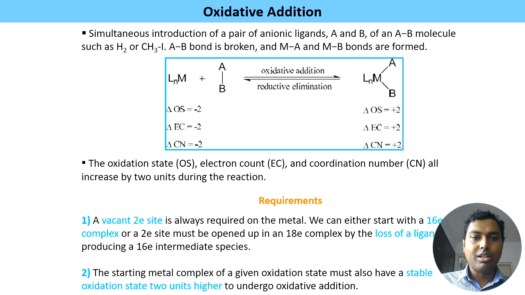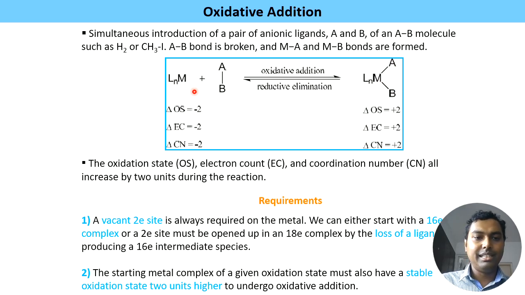So what is an oxidative addition reaction? An oxidative addition reaction is a reaction in which the metal oxidation state, the electron count, and the coordination number increase by 2. So here I can take the laser pointer. Here we can see that we have a metal complex, LnM, and it oxidatively adds to this AB compound, to this bond, and we get this LnMAB complex.